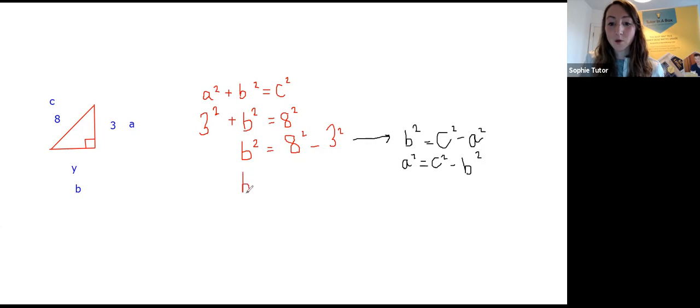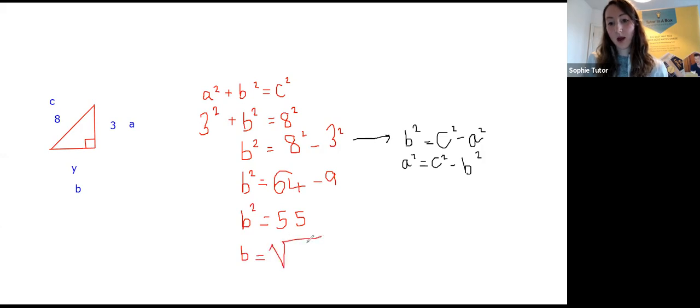We've got our b squared, and that equals our 8 squared minus 3 squared. Well, 8 squared is 64, so we put 64 here. 3 squared is 9, so we just put our 9 here. That means b squared is 55. Then, to get the square root, we do b equals the square root of 55.